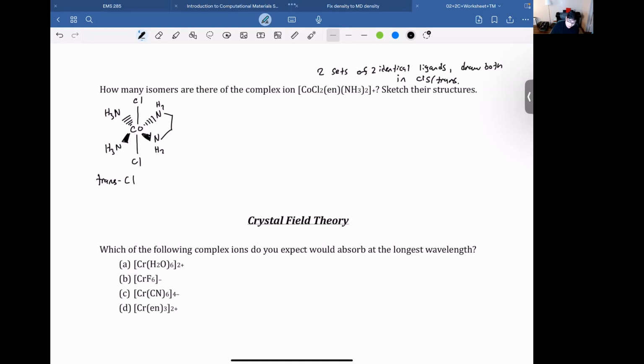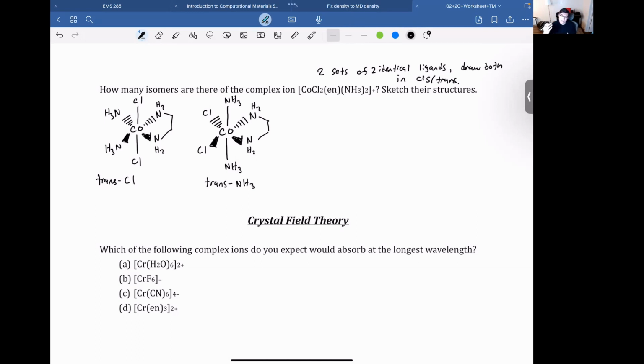Then I can also draw the one when the amines are trans, right? So that makes it easy. NH3, NH3, Cl, Cl, NH2, NH2, like that. Great. So now this is where the NH3s are trans.